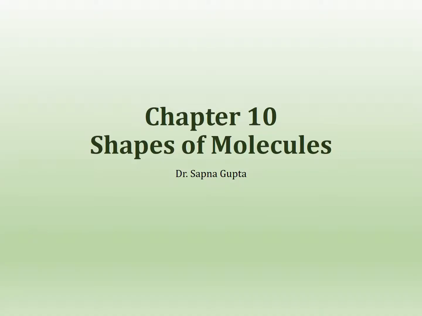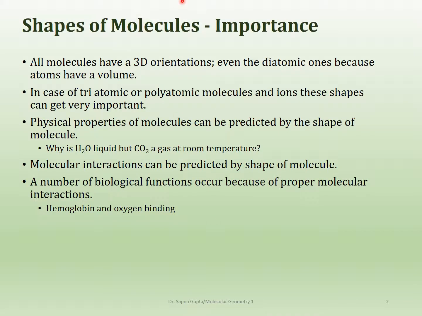Now that you have learned about the nomenclature of compounds, you have learned about Lewis structures of compounds. Now we're going to get into the shapes of molecules, and shapes meaning 3D structures of molecules. So why is it important to know the shapes of molecules? Well, all molecules have some sort of a 3D orientation, even the diatomic ones, because atoms have a volume.